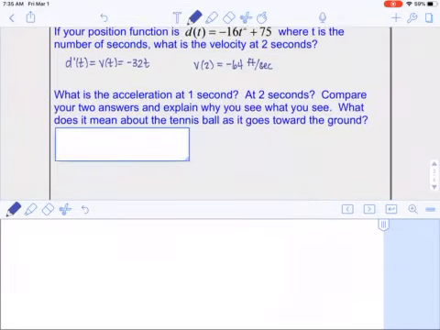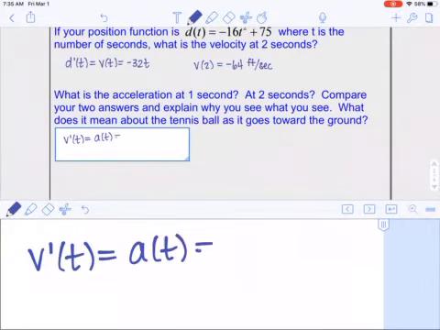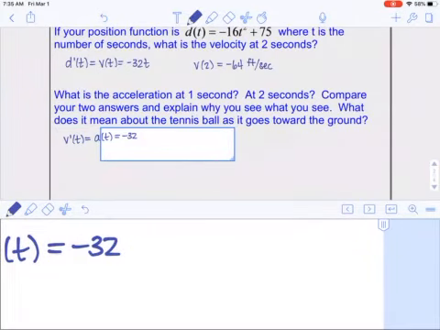What is the acceleration? Well, remember that if you want the acceleration, that's the derivative of velocity. So if I take the derivative of the function we already found, that will give me acceleration, which would be negative 32. Why is this constant again? This is constant because it represents gravity.